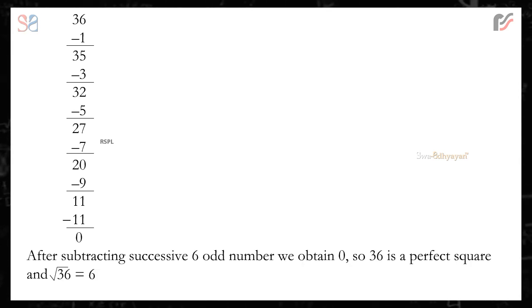After subtracting successive 6 odd numbers, we obtain 0. So, 36 is a perfect square and the square root of 36 is equal to 6.